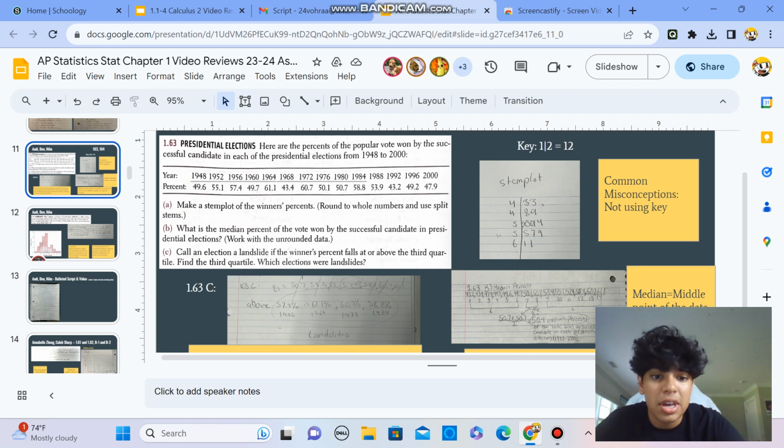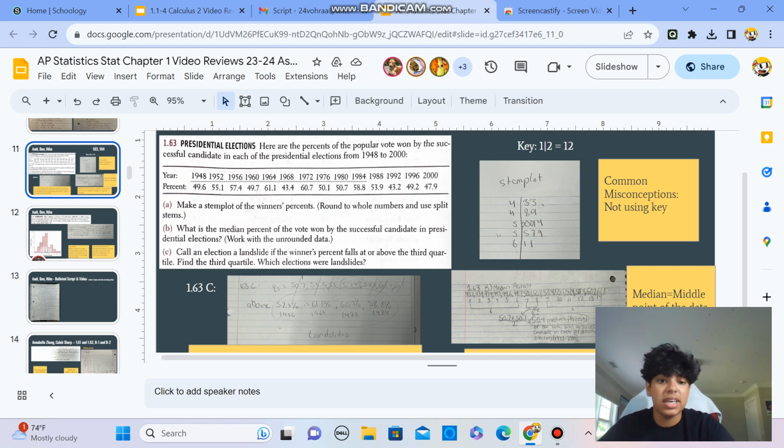So for example, you can see numbers like in 1968, there was 43.4%, or in 1992, there was 43.2, but we rounded both of those to 43, right? And then you can also see numbers like 49.7%, which we rounded to 50, which is why you see 3 50s in that stem plot. So the main misconception is not using a key, so just remember to always use the key.